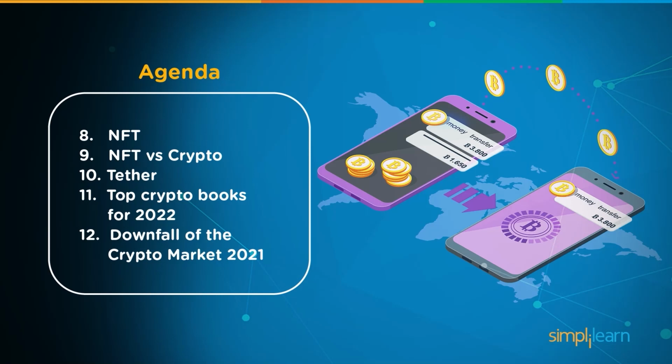We will then conclude this video by discussing the top crypto books for 2022. That will help you understand the internal concepts of blockchain and cryptocurrency, as well as give you a glance over how crypto market works. Followed by the biggest downfall of the crypto market 2021. By the end of this video, I can assure you that you will have a thorough knowledge as well as a clear picture of cryptocurrency and how they impact the crypto market in their own ways.